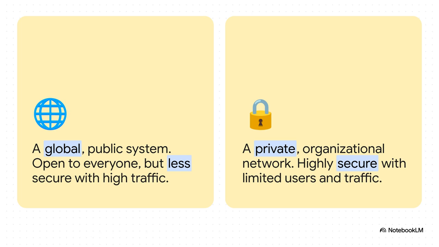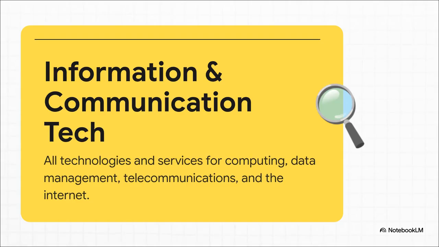On the other hand, you have the intranet. You can think of this like your company's private digital fortress. It's super secure and it's built for one reason, to share important internal info safely and efficiently. So all this stuff, the networks, the software, the gadgets in our hands, it all falls under this one big umbrella term, Information and Communication Technology, or ICT. And this isn't just some techie jargon. It's literally the engine that's driving pretty much the entire modern economy.